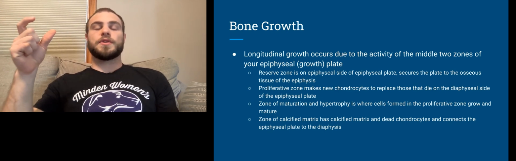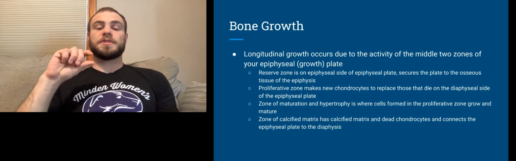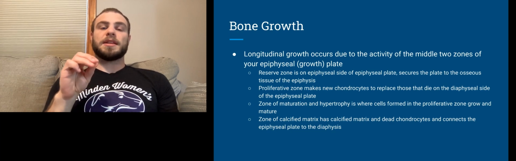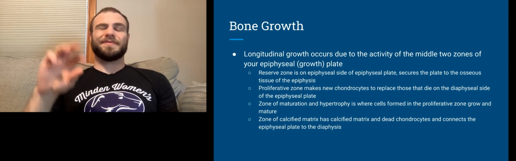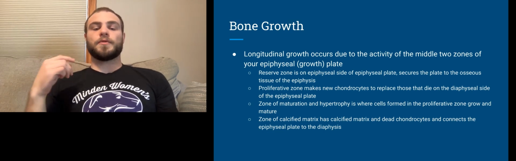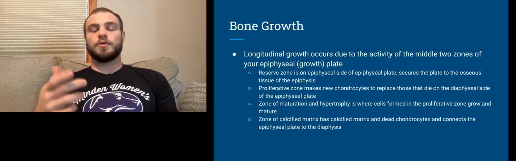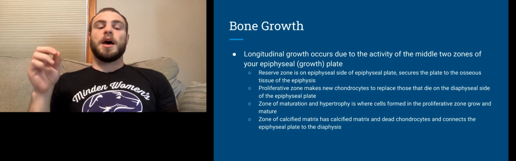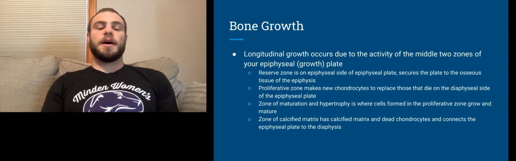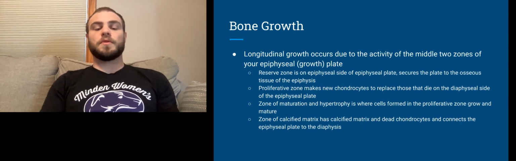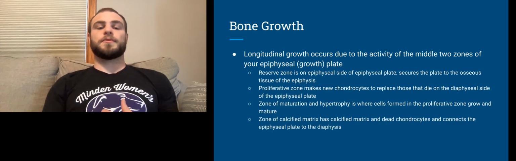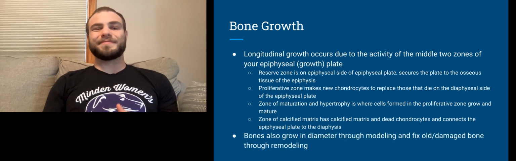So you had your reserve zone connecting your epiphyseal plate to the epiphysis. The zone of calcified matrix is responsible for connecting that epiphyseal plate to the diaphysis. Then you have your proliferative zone and your zone of maturation and hypertrophy, responsible for forming new chondrocytes, those new cartilage cells, essentially, and allowing them to grow and mature. And as they do, they're going to be pushing cells further into that zone of calcified matrix. And so they're going to push those cells down, and that's going to be responsible for lengthening the bone.